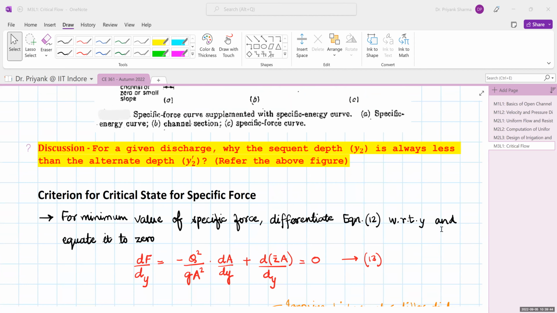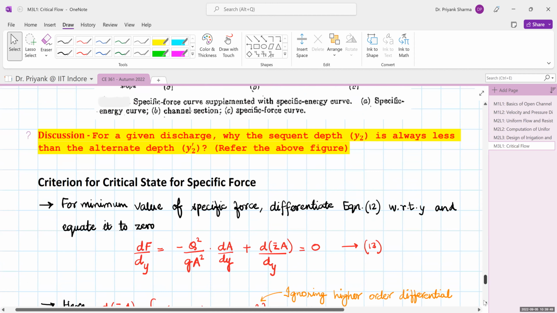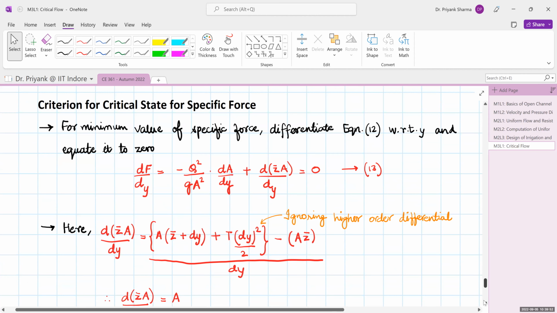Lastly, we will derive the criteria for the critical state for the specific force. For the minimum value of specific force, we differentiate equation 12 with respect to y and equate it to 0. So dF by dy is equal to minus Q square upon g A square into dA by dy, plus d by dy of z bar into A, that is equal to 0. Now this term is T. When we differentiate it, we get A into z plus dy plus T dy square by 2 minus A into z. Now let us ignore the higher differentials.